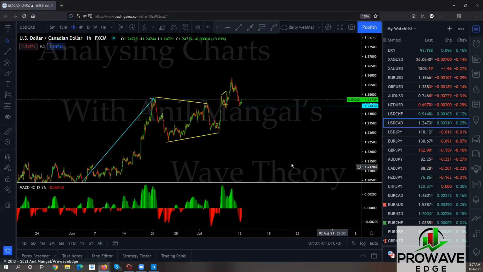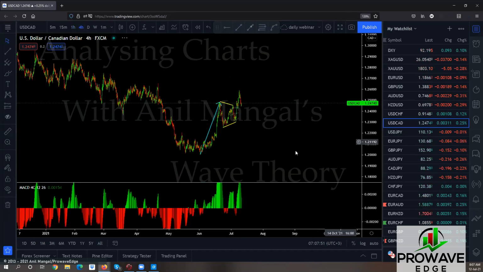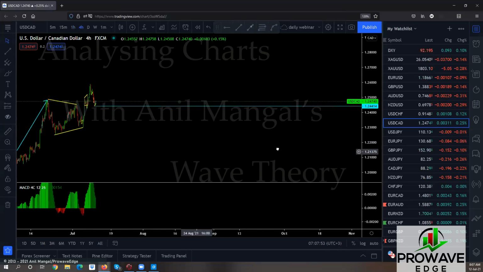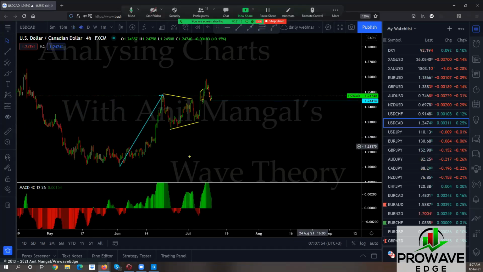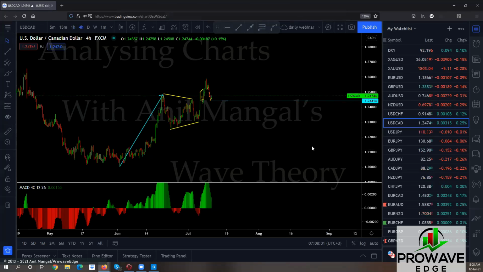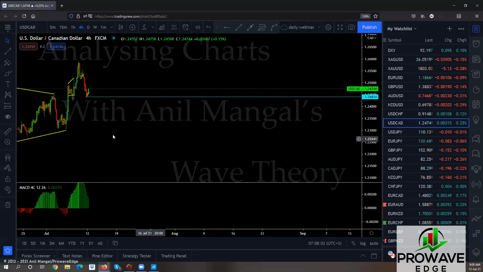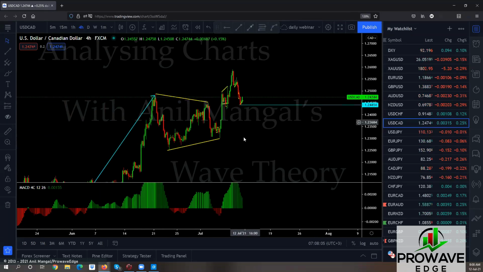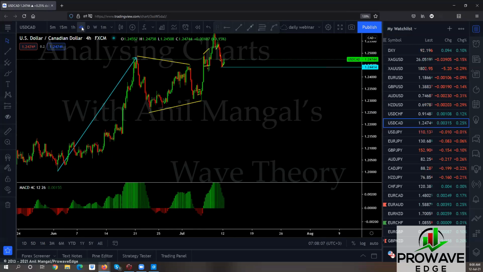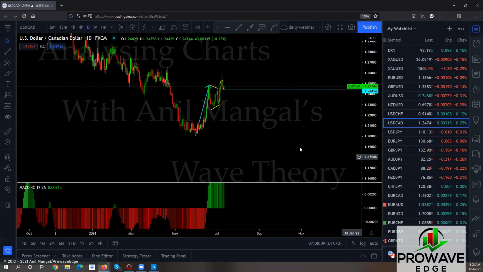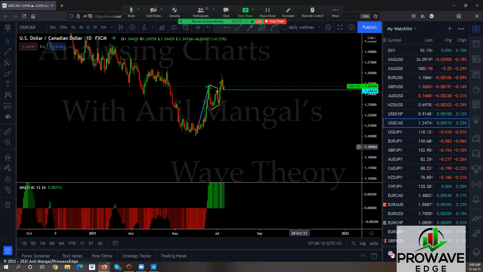CAD. We had a contracting flat. So CAD last week, if you remember, we were saying this is going to be a flat, come break this low, and then go back up. Well, it didn't break the low. It went back up before. That's a contracting flat. And broke this top. Now it can either reverse and come back to retest this low here. That's one option. The second option is that they make another flat here and just continue to go.